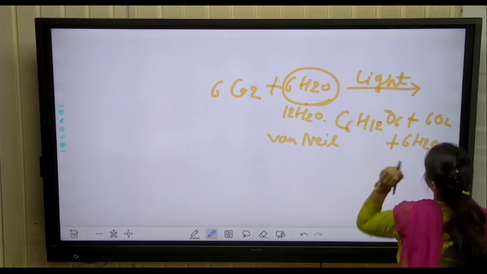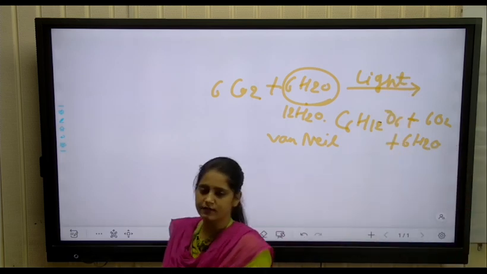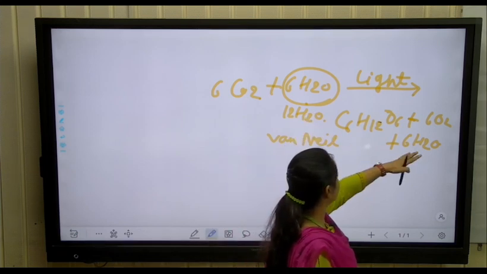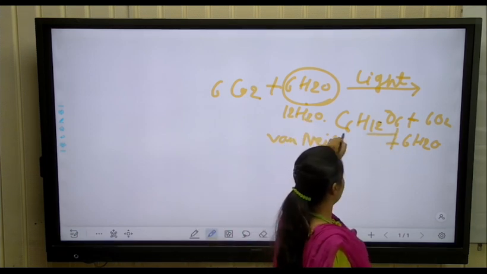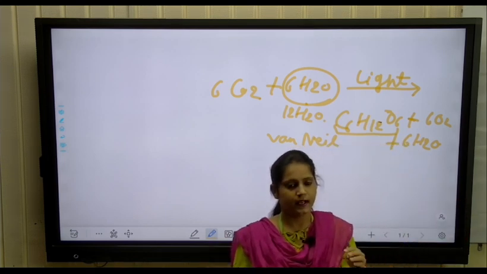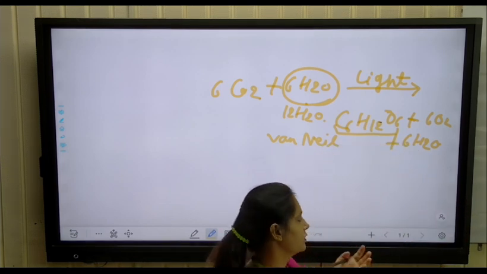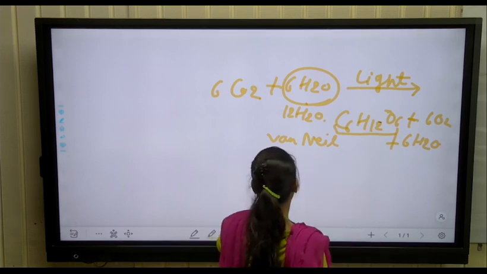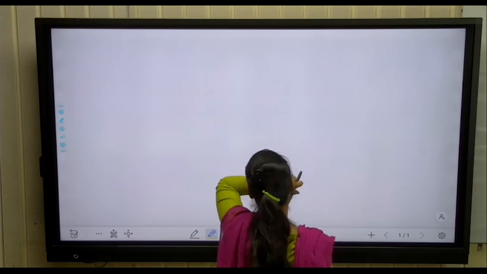So why is light necessary, and how do plants use this light to convert CO2 and H2O into glucose? This is a complex molecule, known as glucose, and this is the general formula of glucose. We also call it carbohydrate. Fine. So let's start with the process.